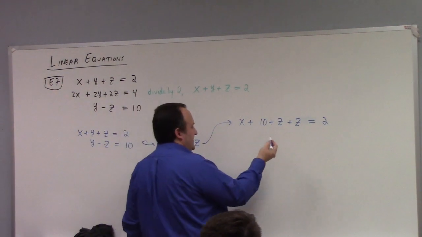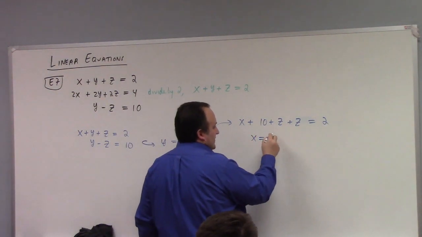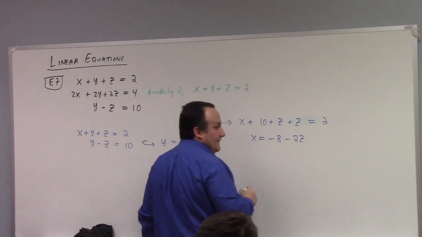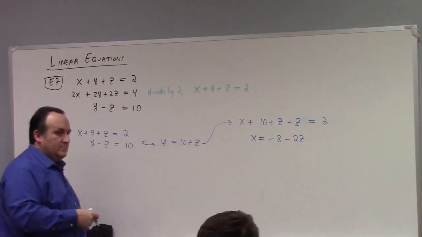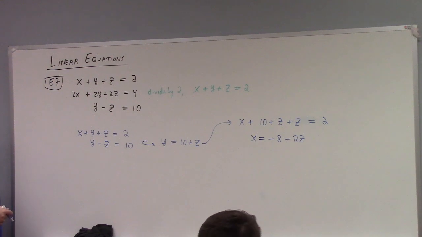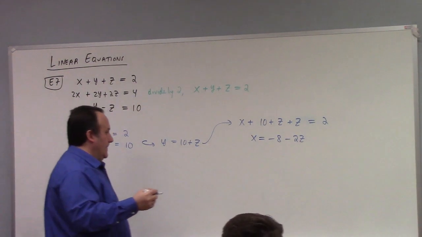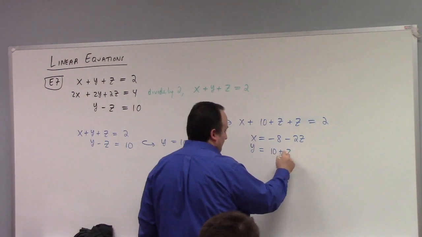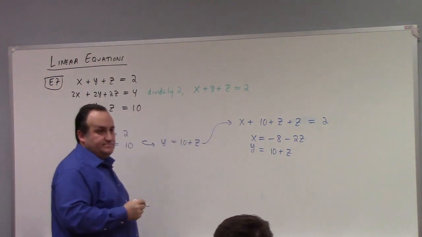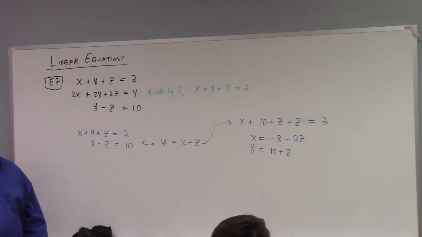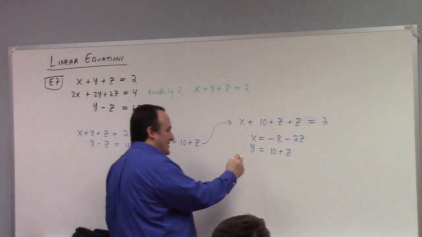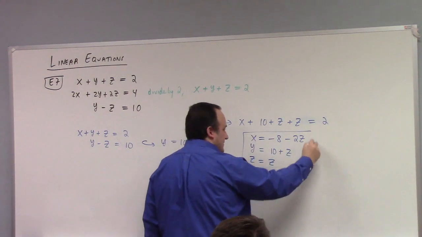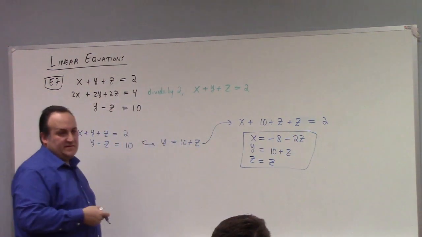I guess we could solve it for x, that's easier. x is equal to 2 minus 10, which is minus 8, minus 2z. All right, great. And what's y equal to? Well, we already figured out y is equal to 10 plus z, right? What's z equal to? Well, z is free. So the given system is equivalent to this system.